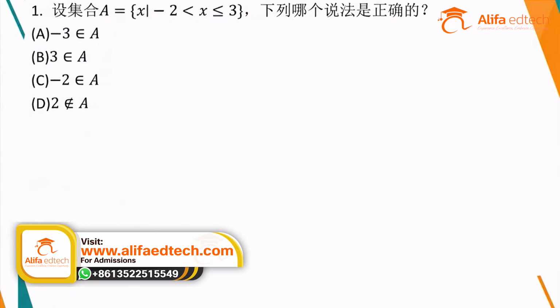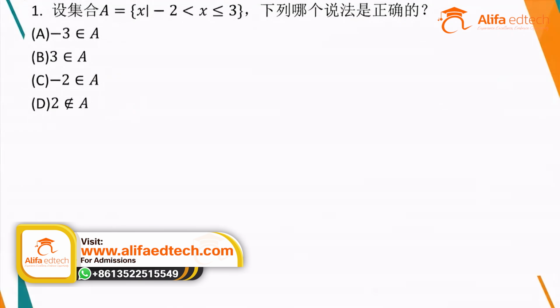Option A claims that -3 is an element of set A. However, -3 is smaller than -2. Since the set explicitly requires x to be strictly greater than -2, -3 falls outside the range of the set. Therefore, option A is incorrect.